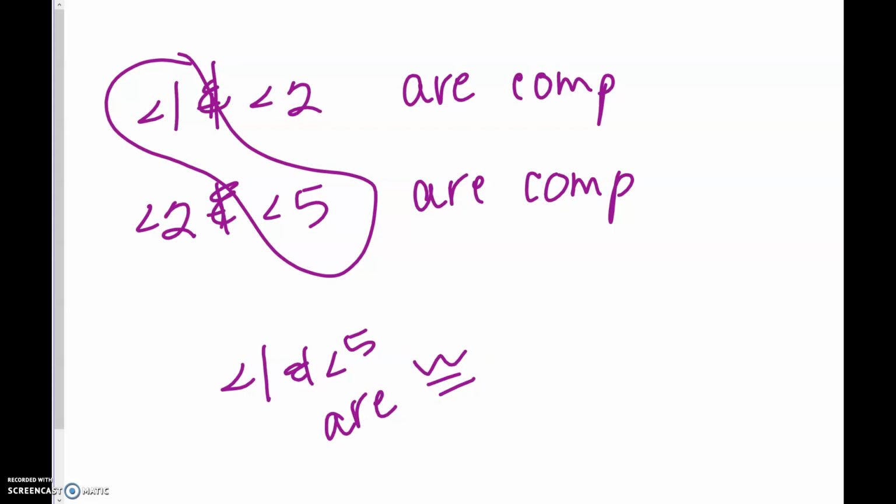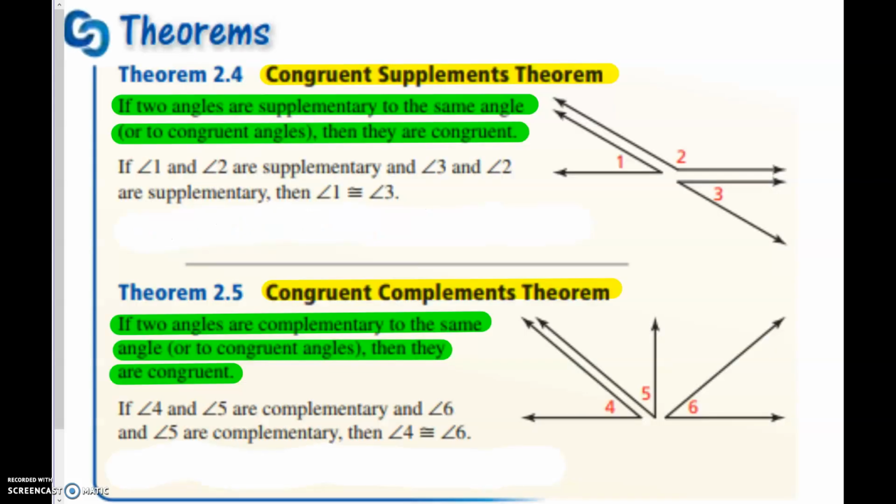Okay, so that's what this theorem that I was just going to have you write down is called, the congruent supplements theorem. If two angles are supplementary to the same angle, then they must be congruent. So 1 and 2 are supplementary, 2 and 3 are supplementary, making 1 and 3 must be congruent. And this is called the congruent supplement theorem. Now we not only have that with supplements, equaling 180 degrees, but we also have it with complements, when those two angles equal 90 degrees. So this is called the congruent complement theorem.